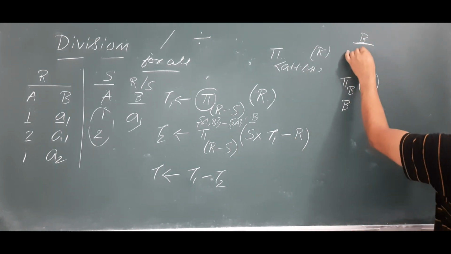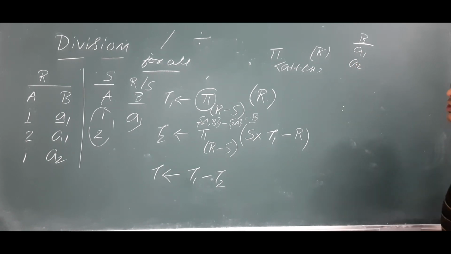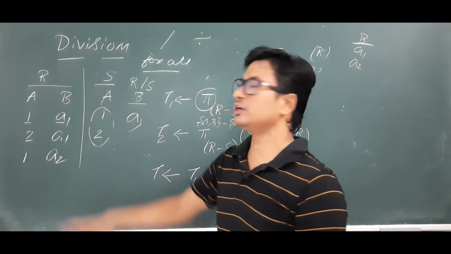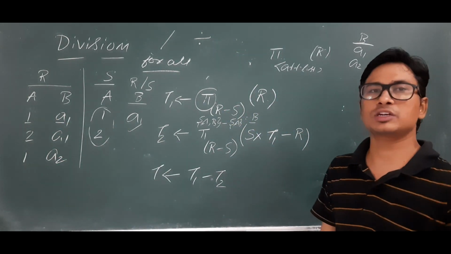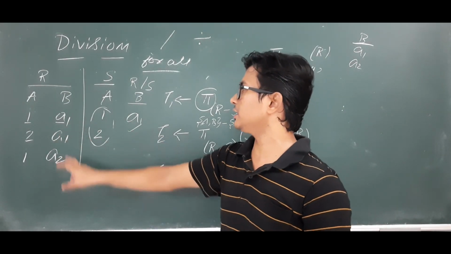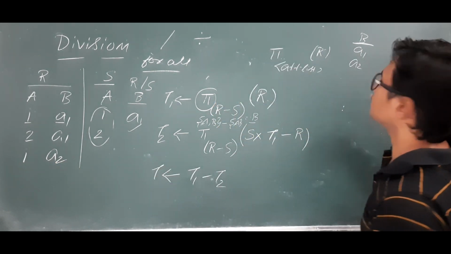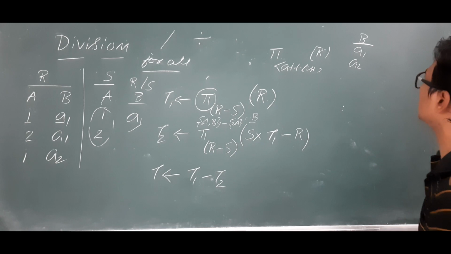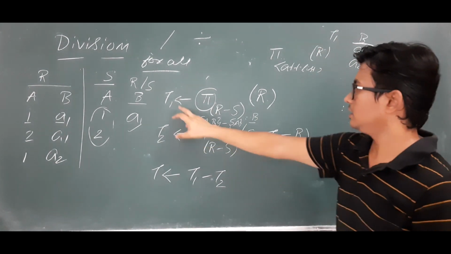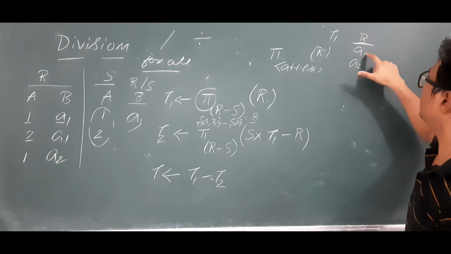What is the output you will get? A1, A2. Then you can ask me, sir, why did you get only 2 tuples? In this relation R, you have 3 tuples: A1, A1, A2. But remember one thing, the projection operator will always eliminate duplicate values. A1 is repeated twice, so it will come only once. A2 is unique, so it will come. I will mention this as T1, because it was mentioned as T1. So T1 gives you B: A1, A2.